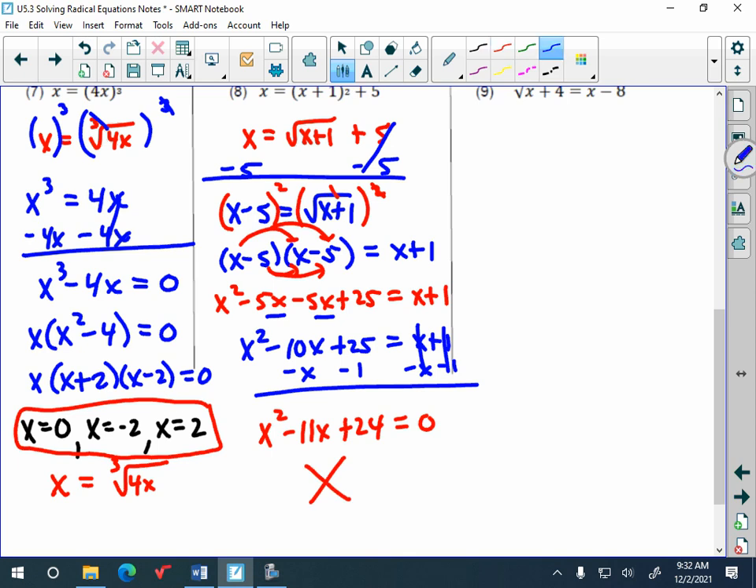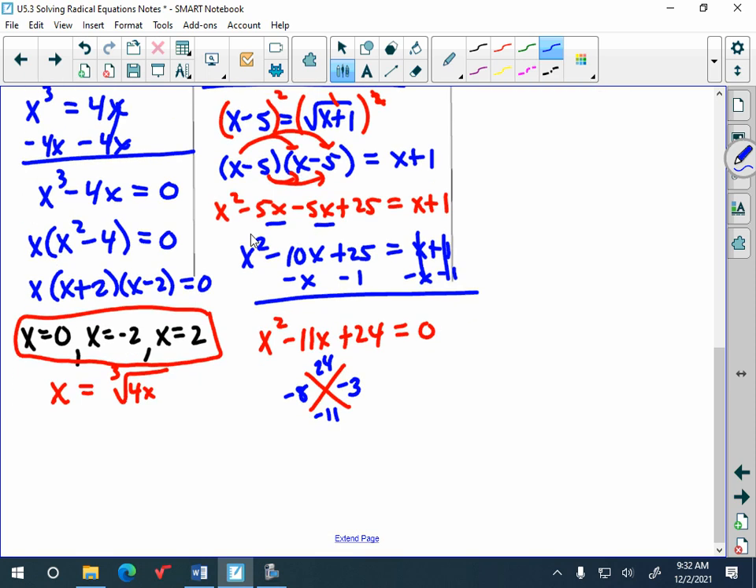All right, so 24 would go on top, negative 11 goes on the bottom. Two numbers that multiply to 24 but add to negative 11. Okay, it's going to be negative 8 and negative 3. All right, so then those become the factors, x minus 8, x minus 3. If I set those equal to 0 and solve it, I'm going to get x equals positive 8 and x equals positive 3.